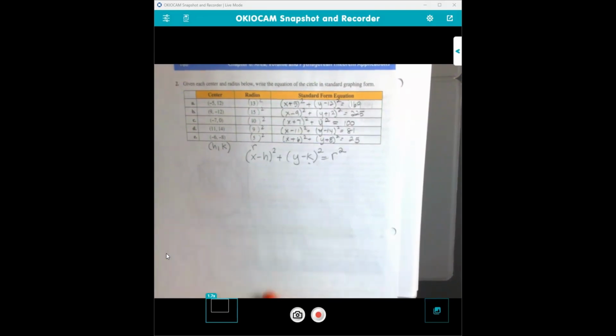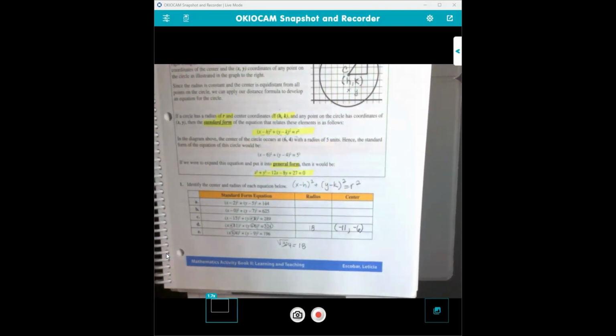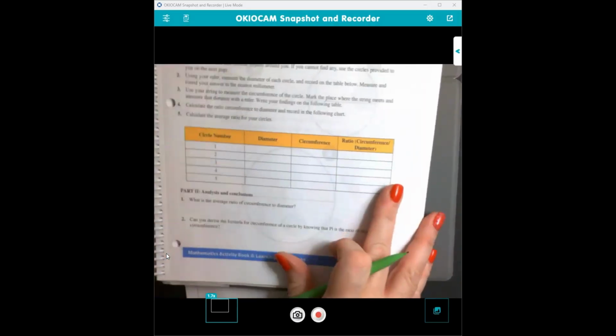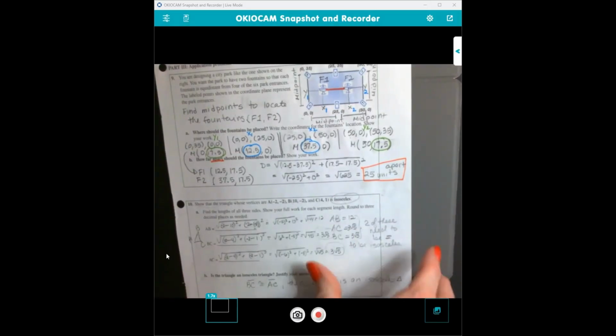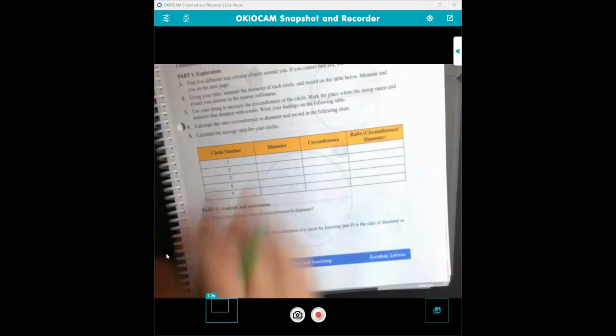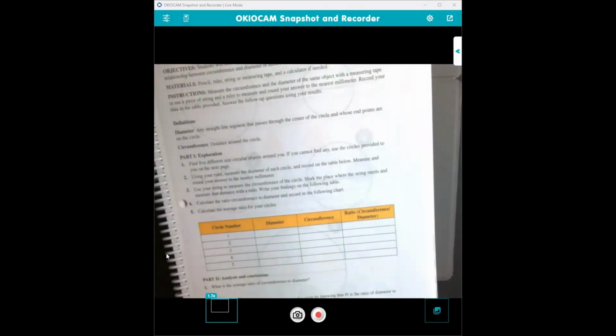Okay, and then one of the applications that you can do is that you want them to approximate what pi is, right? That we use so much and we don't know what it is. So, how pi came to be pi.